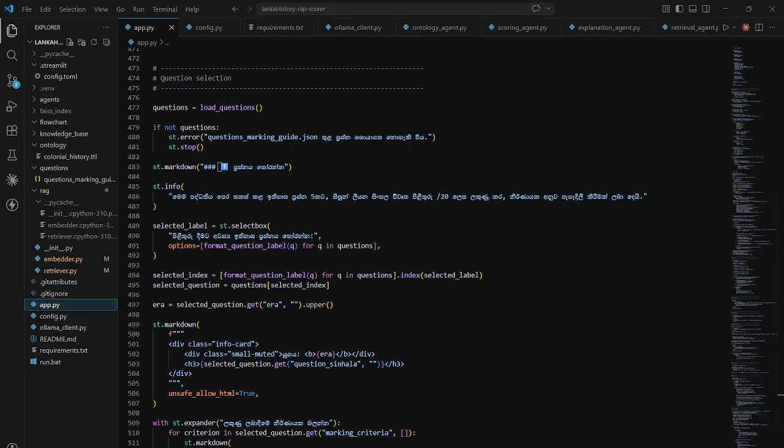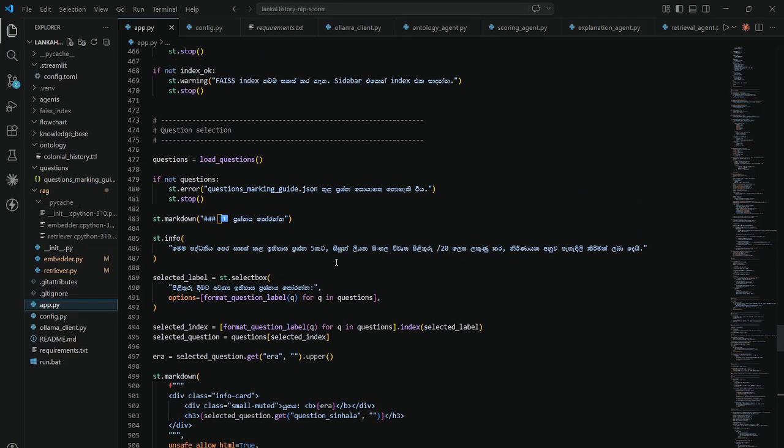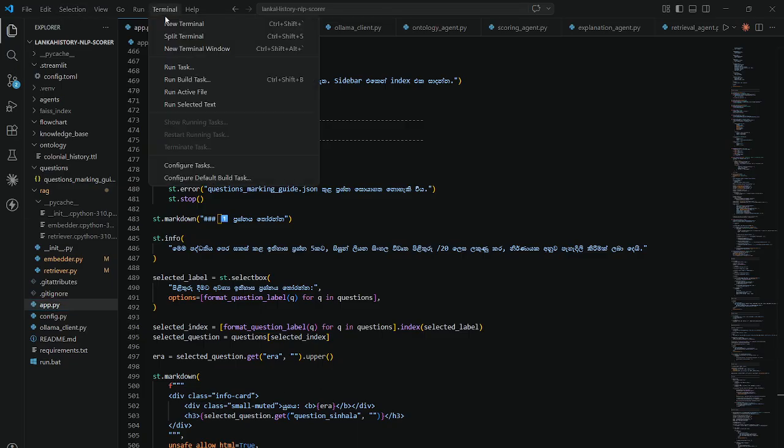Before demonstrating the system, I first confirm that my system is running offline. You can see the Wi-Fi is turned off, and no cloud API or internet connection is used during the execution. The system runs locally using Ollama for LLM inference, FAISS for retrieval, RDFLib for ontology processing, and Streamlit for the user interface. This confirms that the system has zero internet dependency during runtime. So, let's run the system.